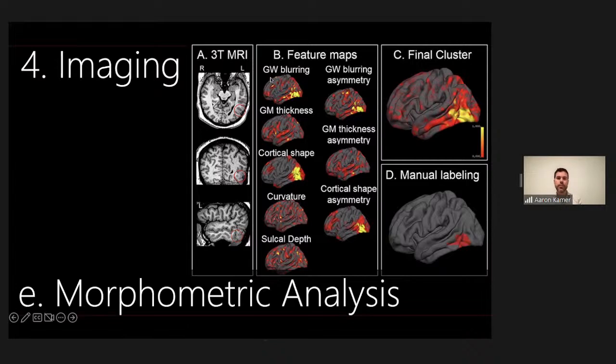So for example, this computer program is showing gray-white blurring and how strongly it's detecting that in this region in the temporal lobe. Now the gray matter thickness doesn't appear to be tremendously abnormal. The cortical shape, like the gyral shape itself, is abnormal in this area. Doesn't seem to be much abnormal curvature, abnormal sulcal depth. But then asymmetry also shows up as pretty significant. So you can see, your eye is definitely drawn to this area of yellow abnormality on this study.